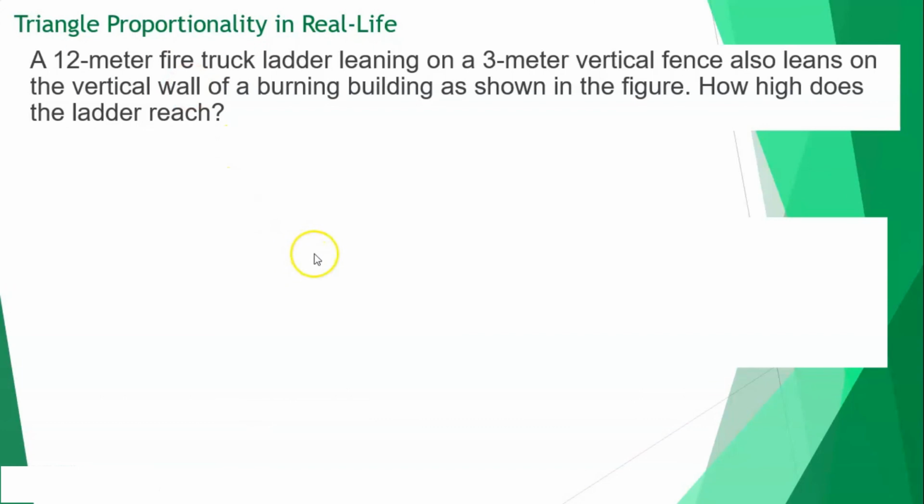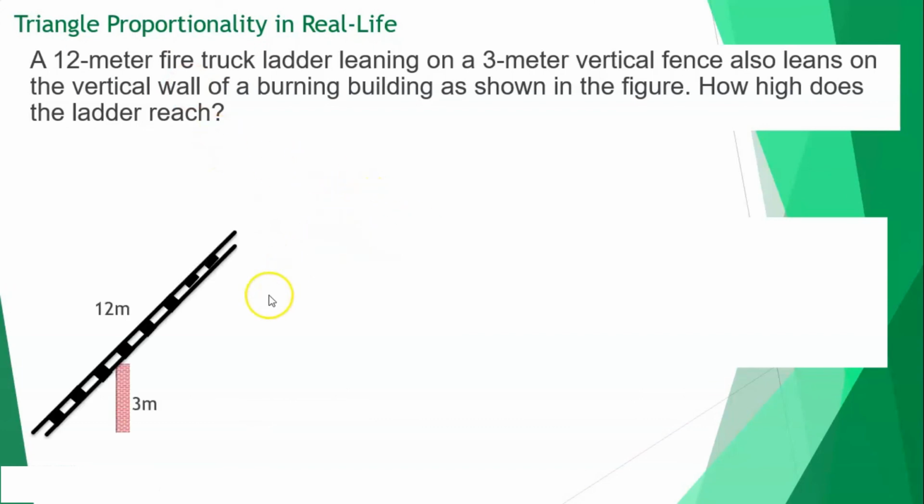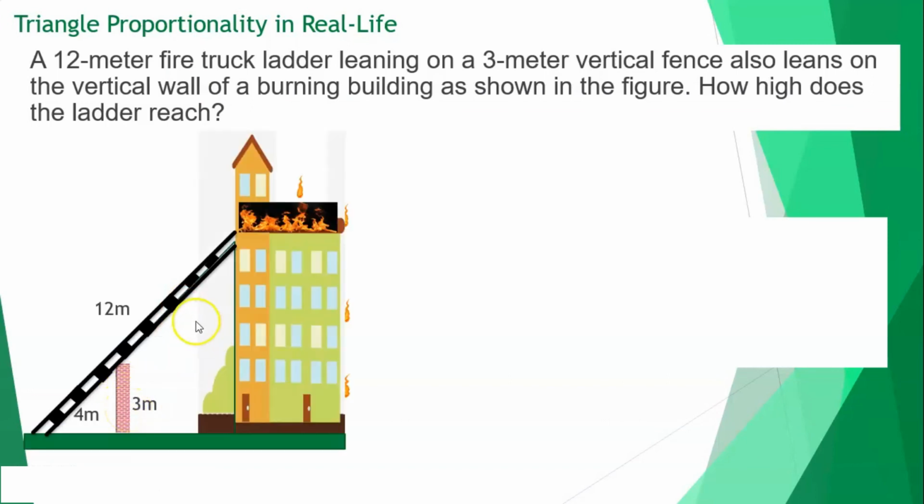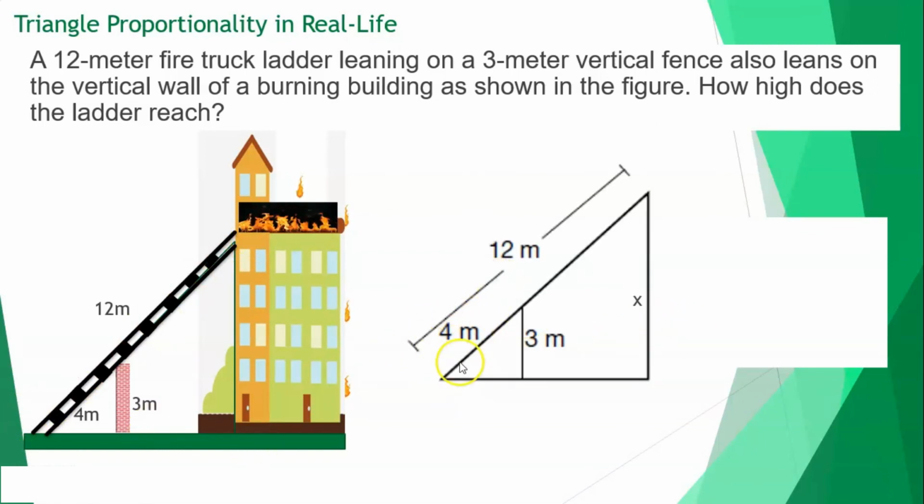A 12-meter fire truck ladder leaning on a 3-meter vertical fence also leans on the vertical wall of a burning building as shown in the figure. How high does the ladder reach? Now with this, we were able to form our triangle here. So we have here 3 meters, this is 12 meters, and here it's 4.